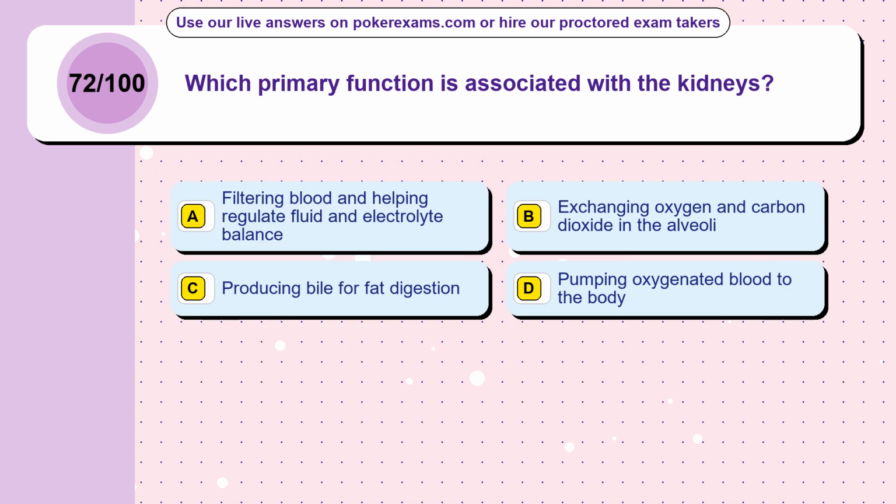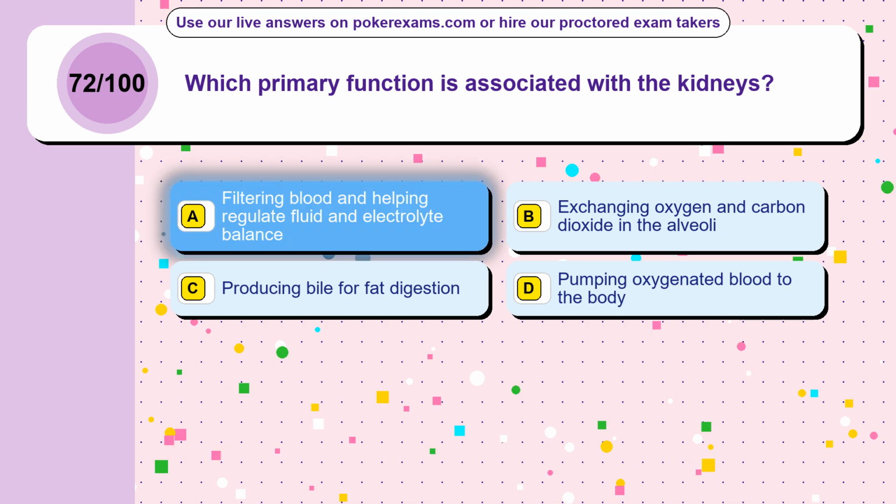Question 72. Which primary function is associated with the kidneys? Option A. Filtering blood and helping regulate fluid and electrolyte balance. Option B. Exchanging oxygen and carbon dioxide in the alveoli. Option C. Producing bile for fat digestion. Option D. Pumping oxygenated blood to the body.